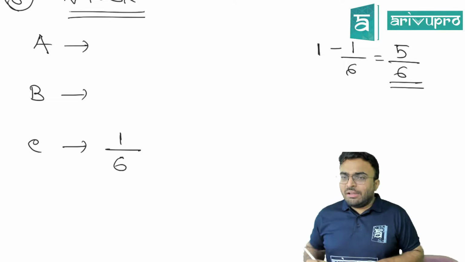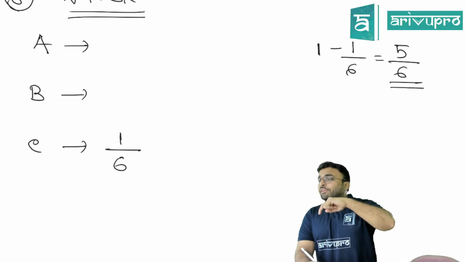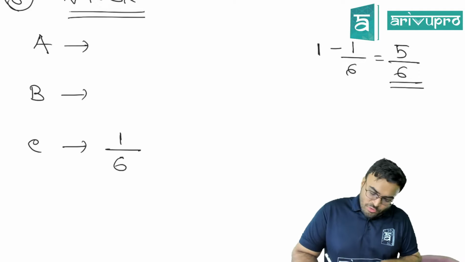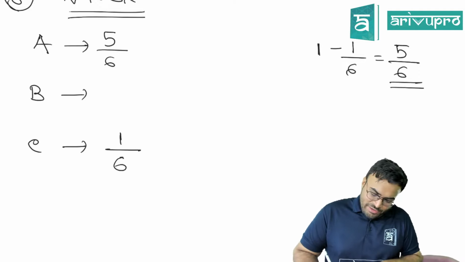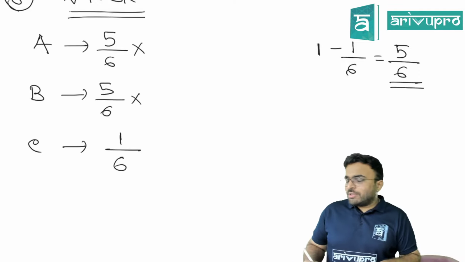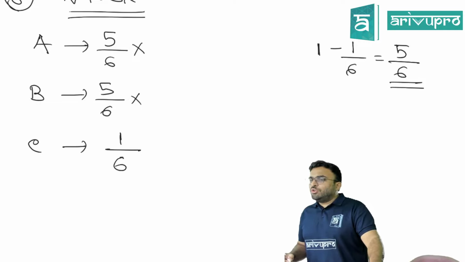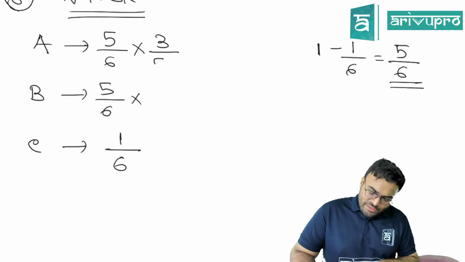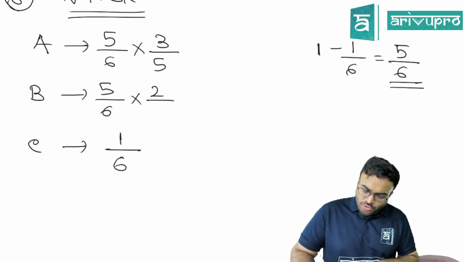This is the remaining profit. This profit should go to whom? A and B. So we will do 5/6, both will be distributed to A and B. What was A and B's profit sharing ratio? 3:2. So 5/6 into 3/5, 5/6 into 2/5.